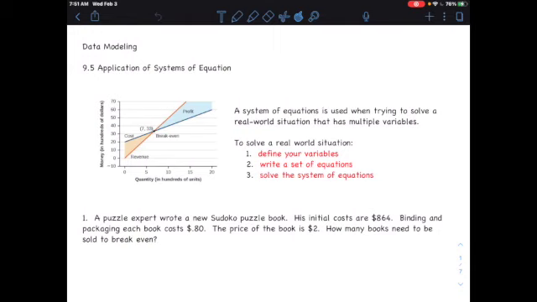A system of equations is used when trying to solve a real world situation that has multiple variables. To solve a real world situation: 1. Define your variables. 2. Write a set of equations. 3. Solve the system of equations. Right now we only use 2 variables. There are problems that use more than 2 variables.